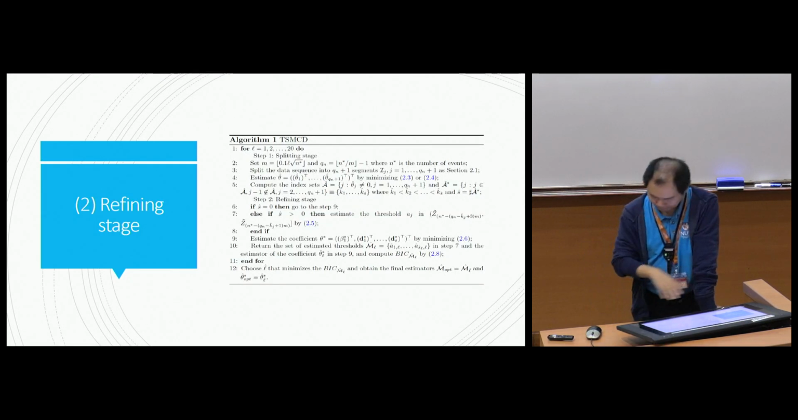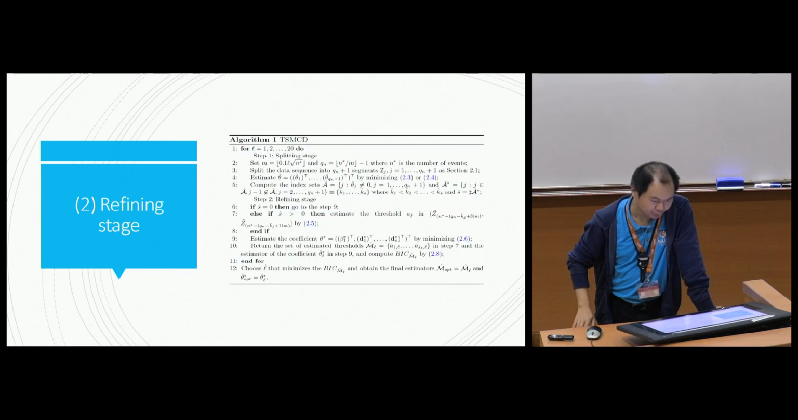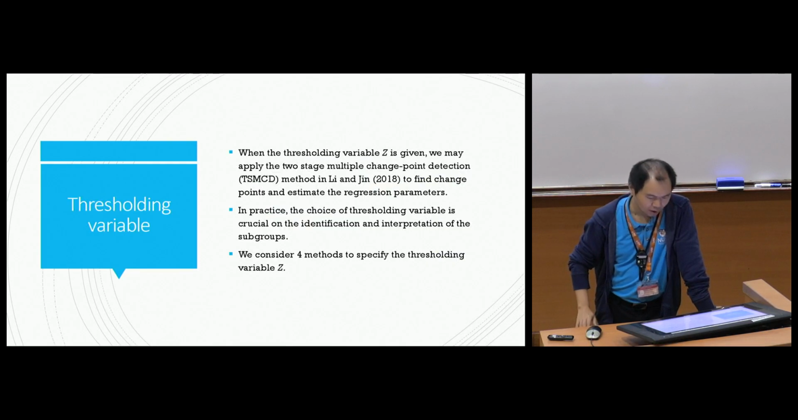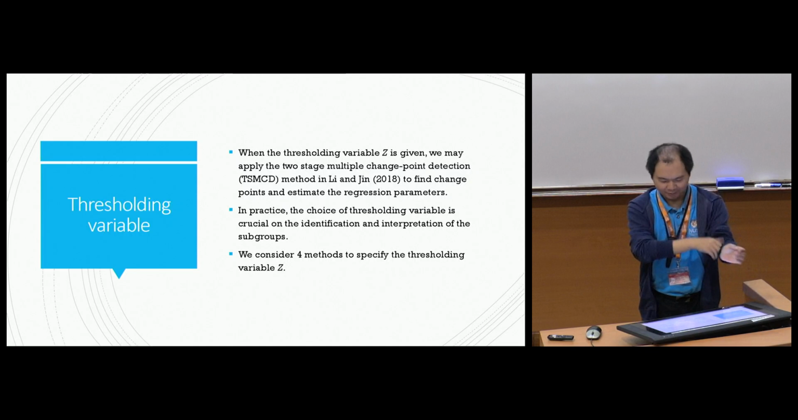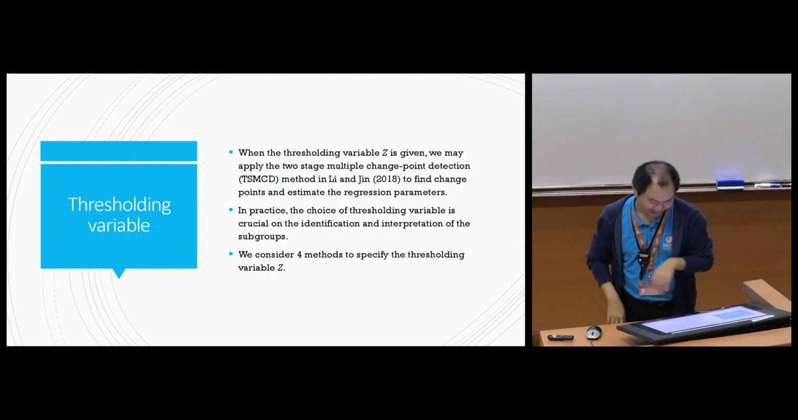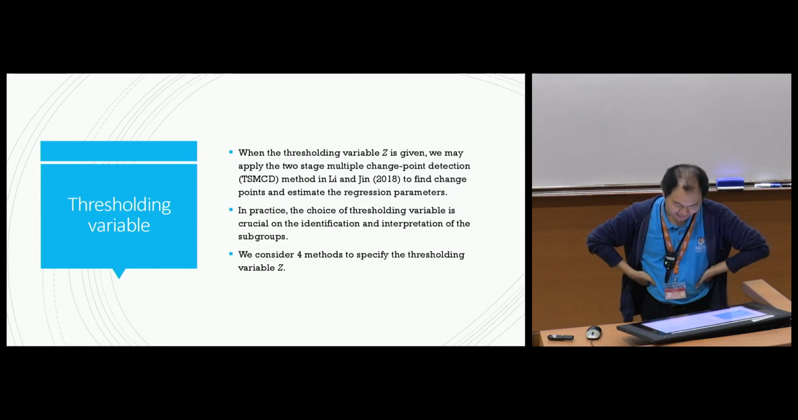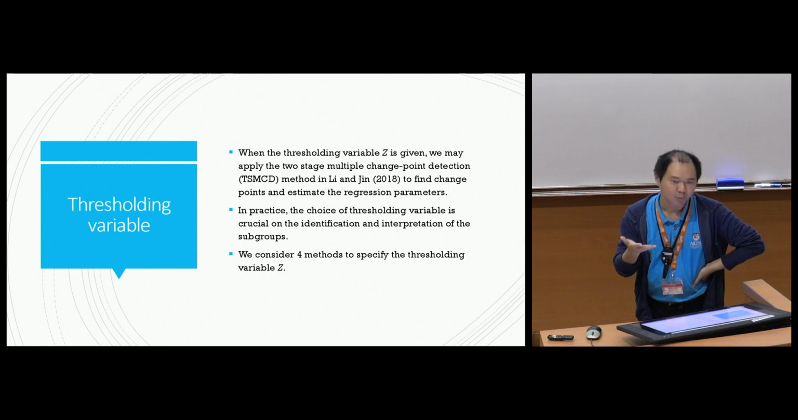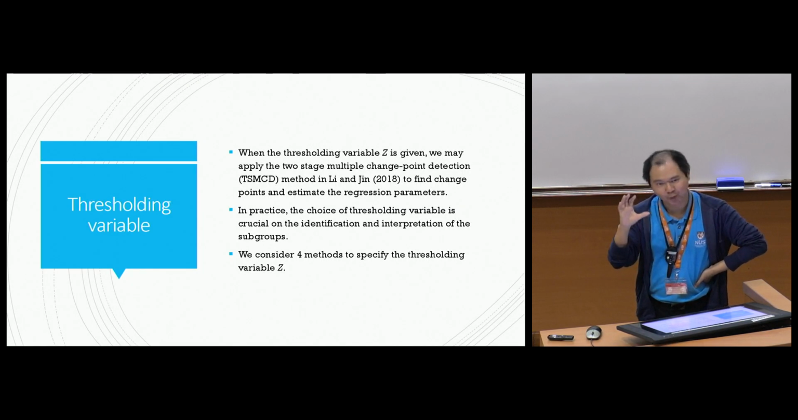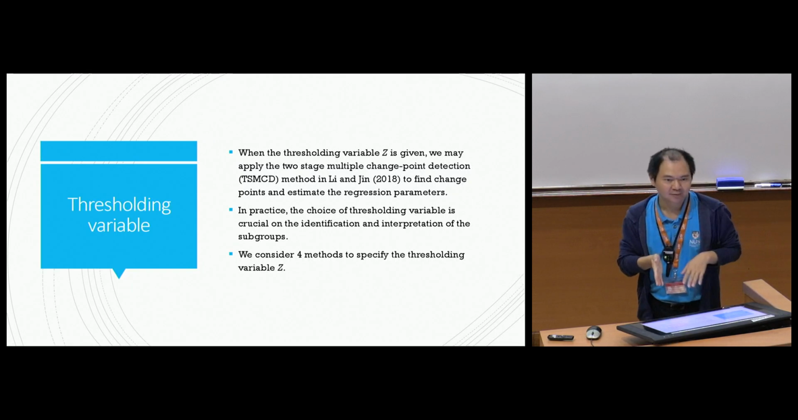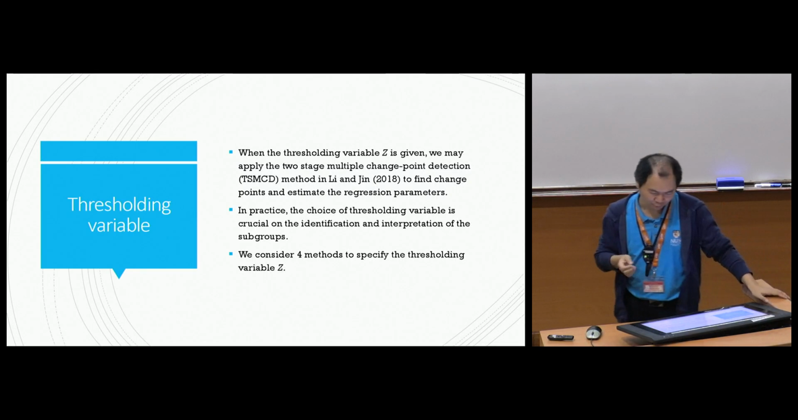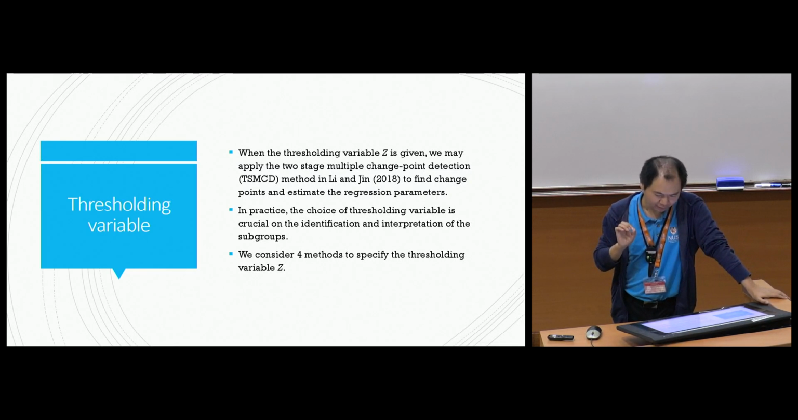So these are the basic ideas of this two-step multiple change point detection method. Okay, now here, to address the question just from the audience, we have this z variable. This z variable is our thresholding variable. So normally, in many situations, we can assume this z is given, just like in the previous work.